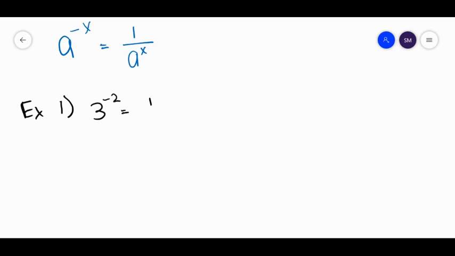So the negative exponent rule says that a to the power of negative x is equal to 1 over a to the power of positive x. So for example, 3 to the negative 2 is equal to 1 over 3 squared, which is 1/9. This rule also means that if we have a negative exponent in the denominator, if we move that term to the numerator, the exponent becomes positive.